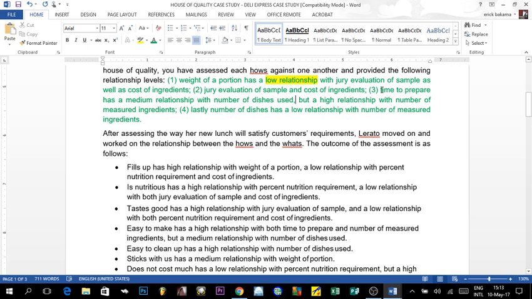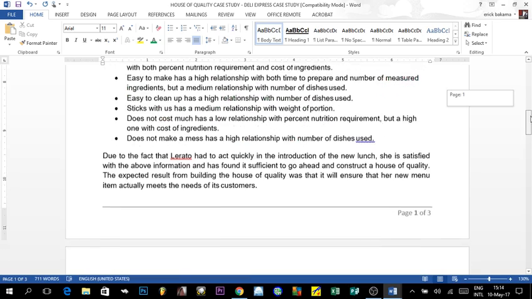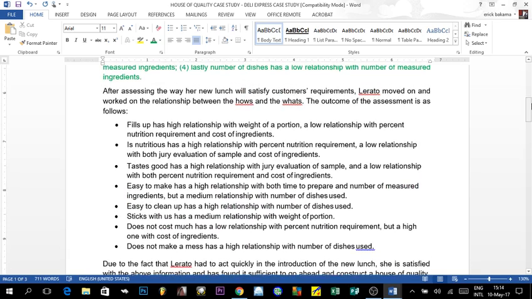Then they also say that the time to prepare has a medium relationship with the number of dishes that they use, but there's a high relationship with the number of measured ingredients. So this one is high relationship, this one is medium relationship. Now, after assessing the way a new lunch will satisfy the customer requirement, they move on to work on a relationship between the hours and the want. This part here is a relationship between what the customer wants and how we are going to satisfy them.